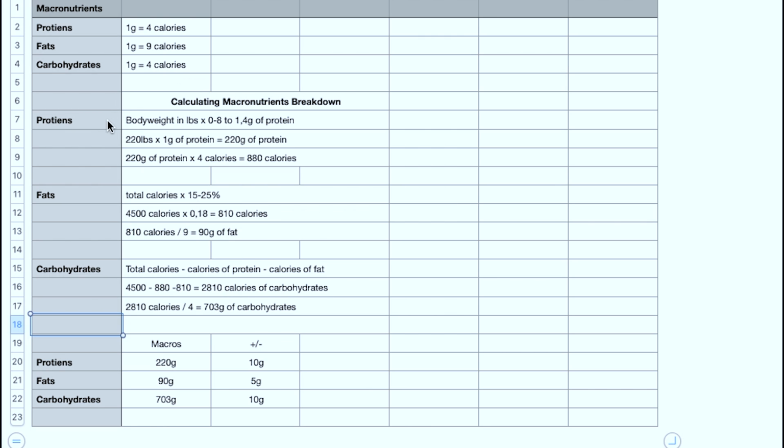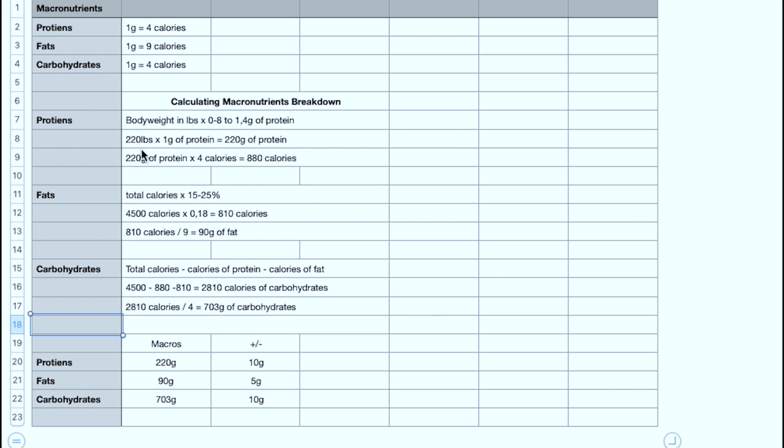As you can see, you're going to take your body weight in pounds times by 0.8 to 1.4 grams of protein. This is completely up to you. I personally use just over 1, maybe like 1.1, but for the sake of this, we're going to go with 1 gram of protein. As I mentioned, I'm 100 kilograms. So I'm going to take 100 kilograms times by 2.2 to get it to pounds. So 220 pounds times 1 gram of protein is going to give me 220 grams of protein.